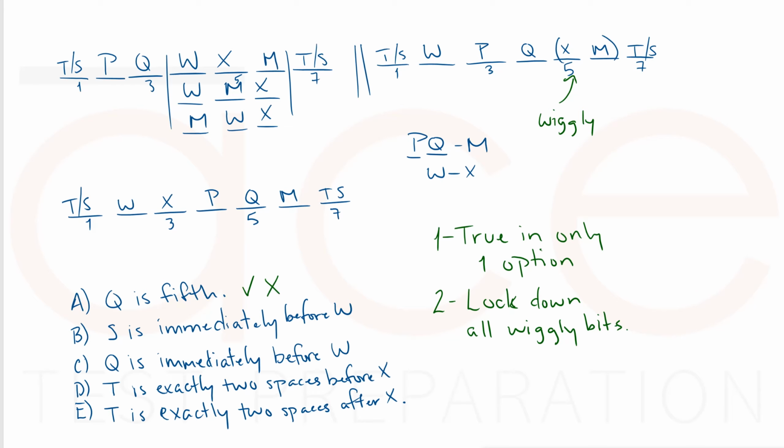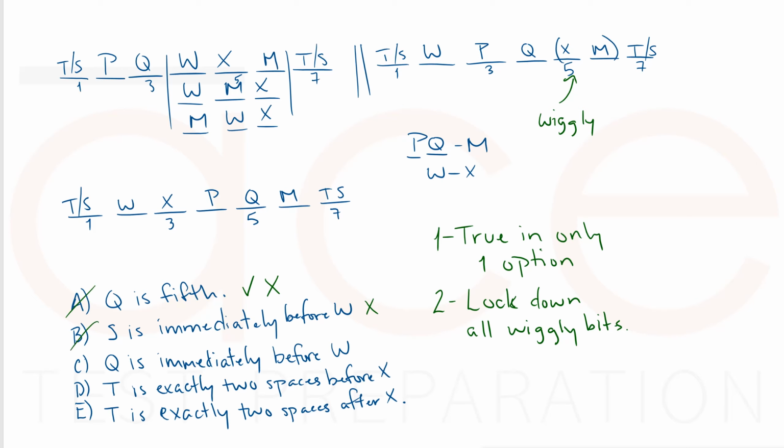Next, S is immediately before W. Now, S immediately before W, if we look at that, that could happen in our top right-hand option or in our bottom left-hand option, giving us two options, and therefore it fails the first test, and you don't even have to check the second test. So if you wanted to cross those off, you can.